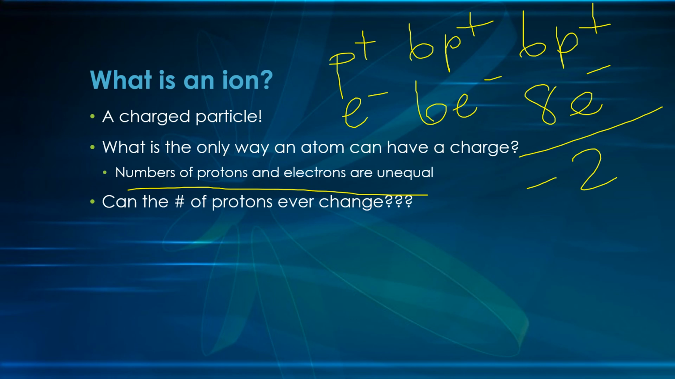But can the number of protons for an element ever change? I'm hoping you're screaming at this point that the answer is no. The number of protons is what identifies an element. So if an element has 6 protons, it is carbon. It has to be carbon. That's what makes it carbon.